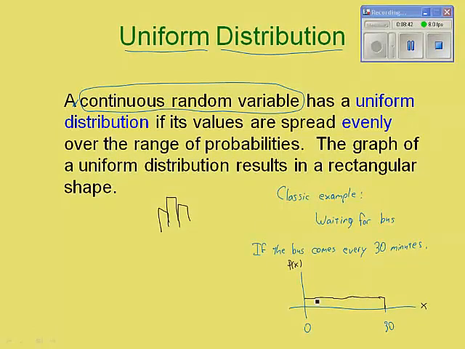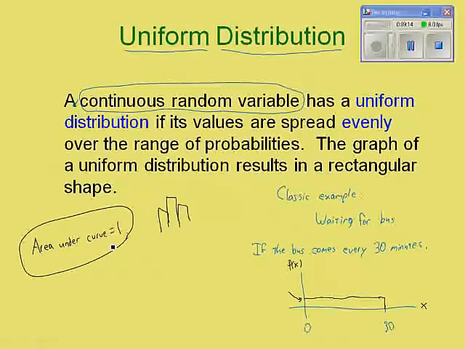Okay? And since everything is equally likely, you put it up this high. Now, how high? What should be the y value of this line? Well, remember, I need the area under the curve to equal 1, so that the area under the curve will represent probability. So, how tall should this rectangle be? The answer is 1/30.